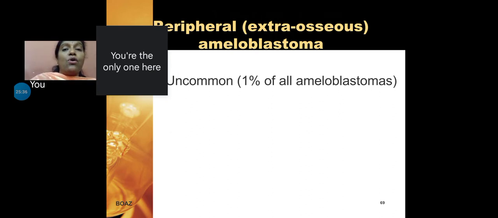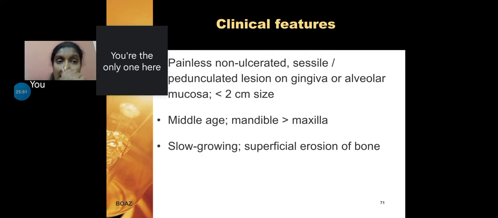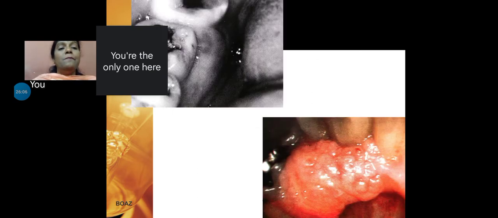Peripheral or extraosseous ameloblastoma, as I've told you, is uncommon and comprises only 1% of the tumors. This originates either from the remnants of dental lamina or from the surface epithelium, that is the basal cells that I was talking about in the cell of origin. Usually the lesions occur on the gingiva or alveolar mucosa in case teeth are absent. Size is very small, less than 2 centimeters. More common in the mandible than the maxilla.